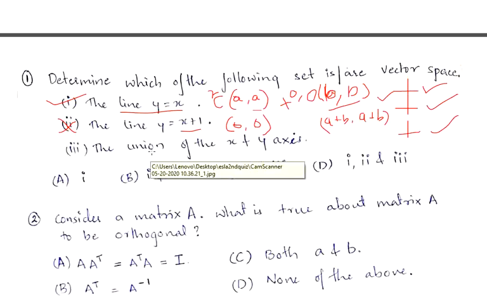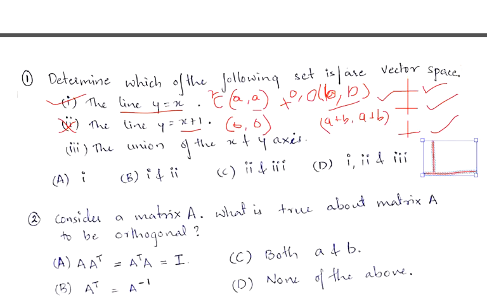The union of x and y axis. Okay, union of x and y axis, right? This is the x and y axis. So any value on x, how can I write this? It can be a comma 0, right? Any value on y, what can I write? I can write it as 0 comma b. So that is the union of the x and y axis.